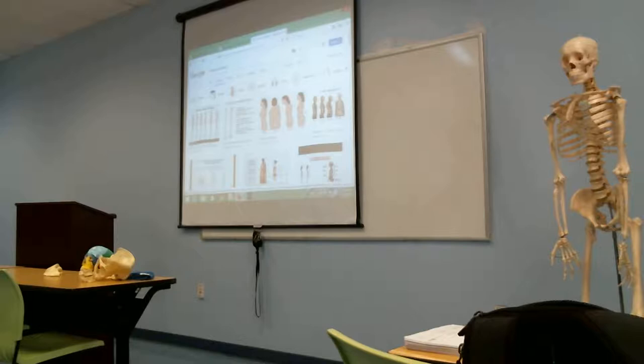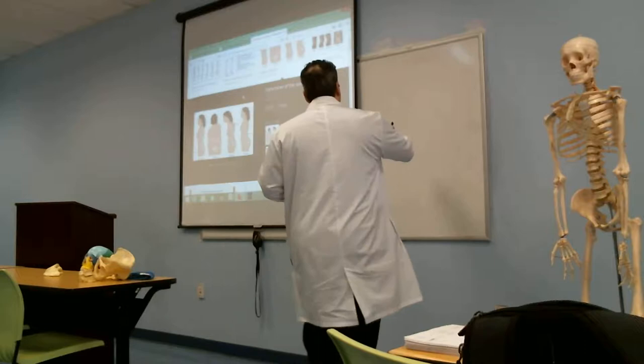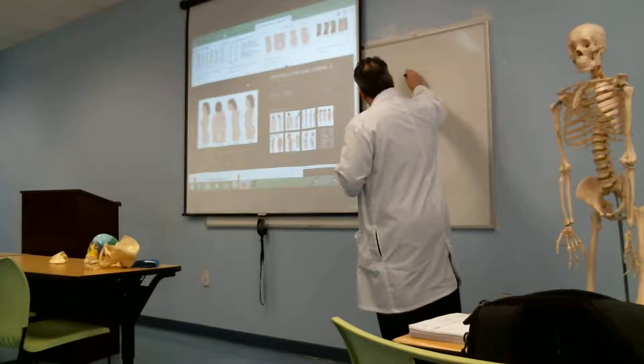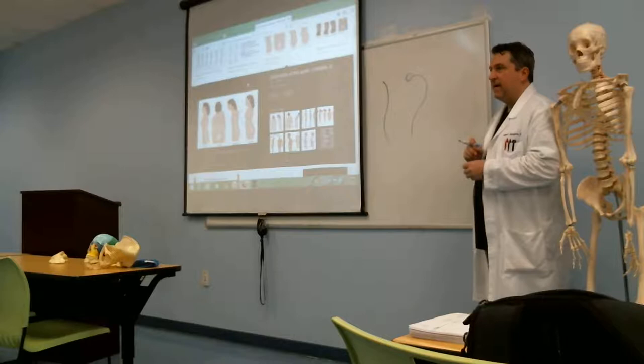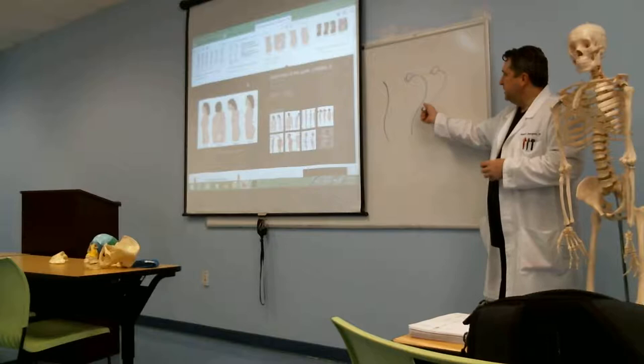Okay, you can see her normal presentation. Normally, the vertebral column has a nice sort of gentle double S curve to it. Kyphosis, we see this hunchback or humpback. Lordosis, we see this anterior curvature, which creates what we call a swayback.